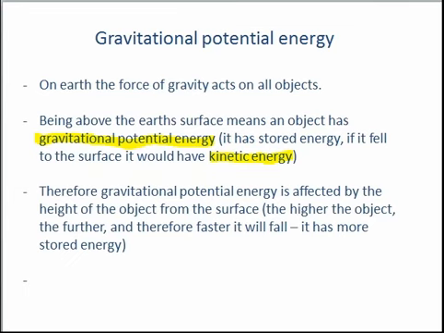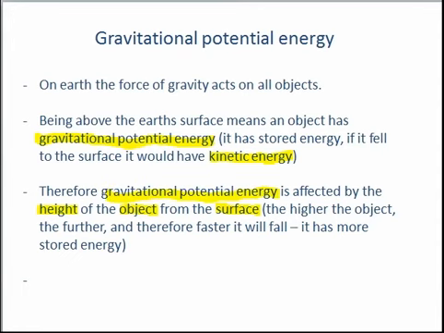Therefore, gravitational potential energy is affected by the height of the object from the surface, because if you were to drop a book from, let's say, the top of a very tall building, it would reach its terminal velocity, which we talked about in the previous video, and this would mean that it would fall with a very high kinetic energy. Whereas if you were to drop it from, let's say, a ledge, it wouldn't reach its terminal velocity, and so it wouldn't be moving as fast, so it wouldn't have as much gravitational potential energy or stored energy.